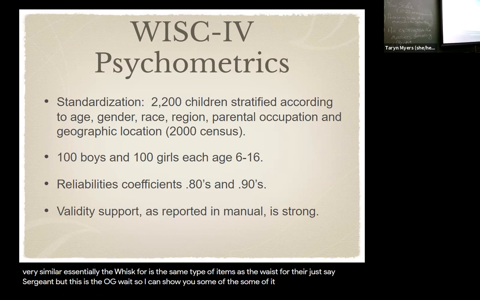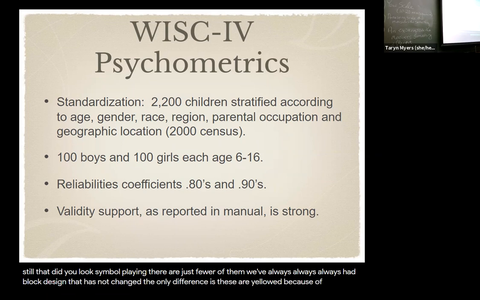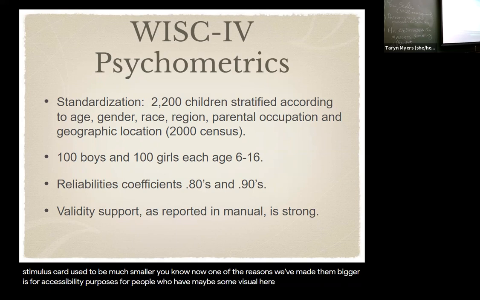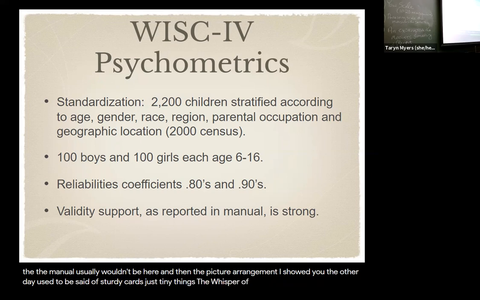So I can show you some of this. Some of it's really the same. Like there's still that visual symbol thing. There's just fewer of them. We've always had block design. That has not changed. The only difference is these are yellow because the stimulus cards used to be much smaller. One of the reasons we've made them bigger is for accessibility purposes, right, for people who have maybe some visual impairment. Picture completion, all these can be really tiny. Like this woman's missing her nose, but I'm sure none of you in the back can see that. Object assembly still existed. The manual used to be much easier. And then the picture arrangement I showed you the other day used to be a set of sturdy cards, so again, the WISC would have looked very similar to this. Well, you get to see the OG WAIS.